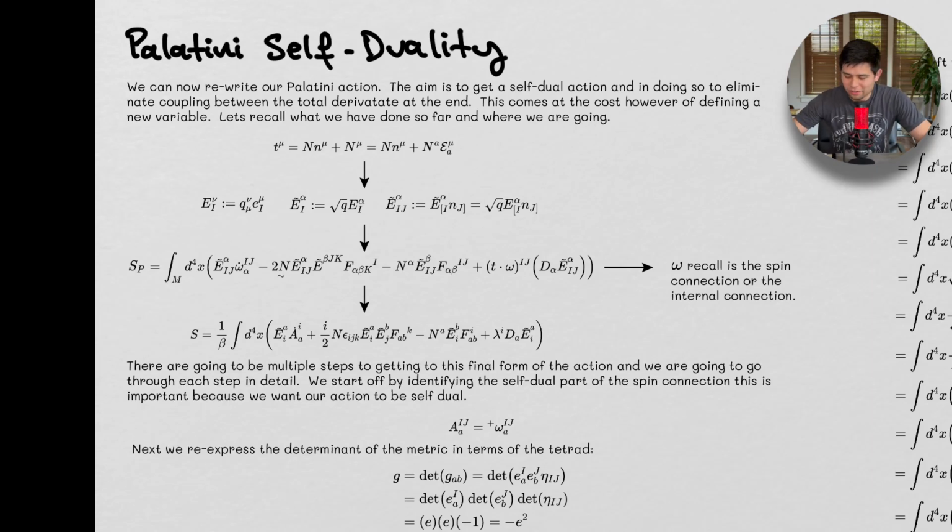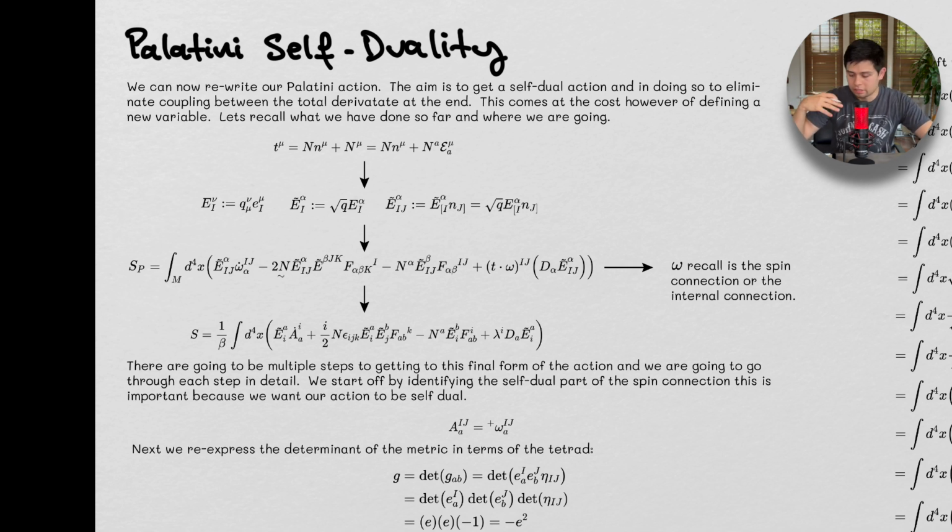So today we are going to be talking about the Palatini self-duality. We're going to be taking a look at the action we've been dealing with, which is the Palatini action. We've seen how it's related to GR, namely how it gives rise to Einstein's field equations, which is all of GR in a nutshell really, Einstein's field equations.